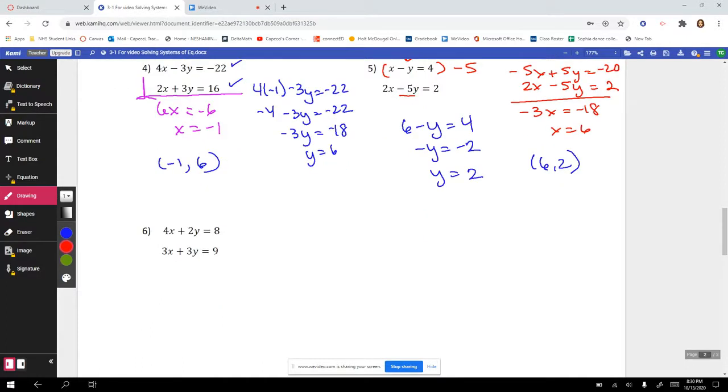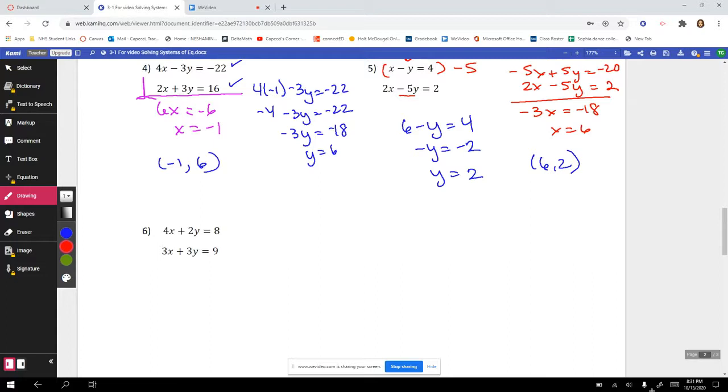Okay, for number 6, again, both equations are in standard form, but when I go to add the equations, neither of the variables is going to zero out. And when I look to see if I can multiply one equation by a number to get opposite coefficients, that's not going to work either. So I'm going to have to work a little bit harder here.